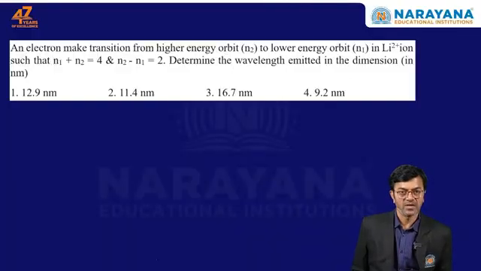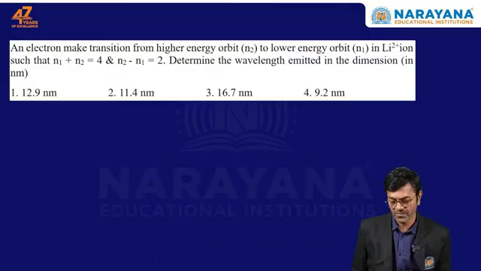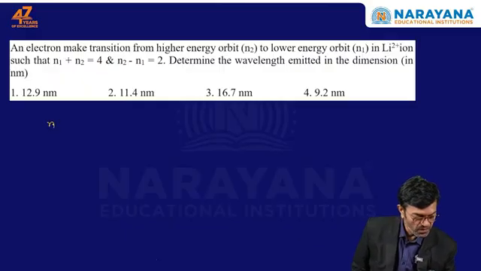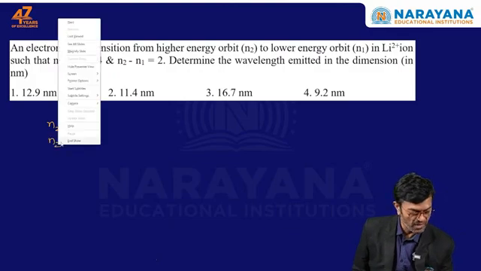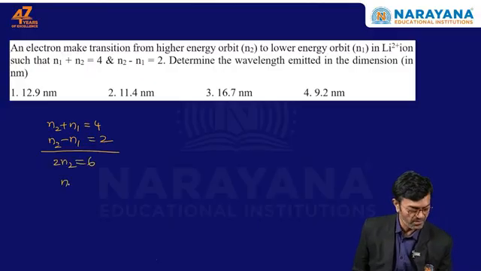Here the question is related to the hydrogen spectrum of Bohr's model. Here an electron is making a transition from N2 to N1 in the lithium 2+ ion. So it is given that N2 plus N1 is 4 and N2 minus N1 is 2. When you solve these two equations, on addition we get 2 N2 equal to 6, and N2 will be 3. When N2 is 3, obviously you will get N1 as 1.